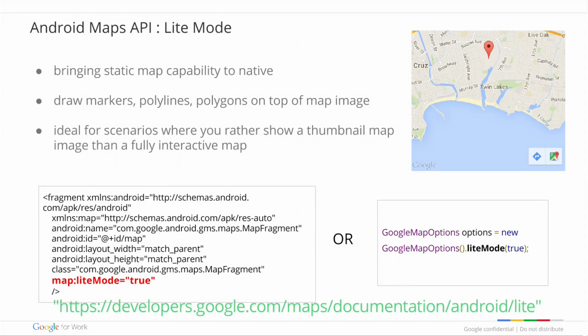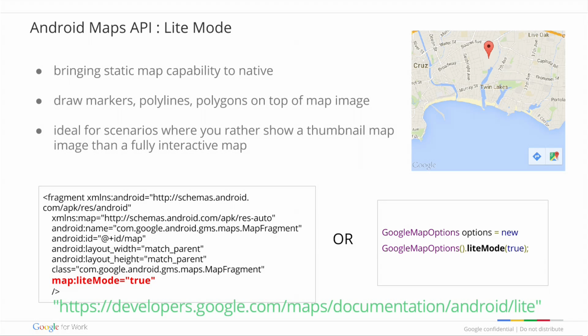Sure, Brett. And so with Google Play Services 6.5, there are some good enhancements to the Android Maps API, and one of them is the new Lite mode. For those of you who have used Static Maps API previously, this is basically that, but now inside of Android Maps API, making it a more native experience.